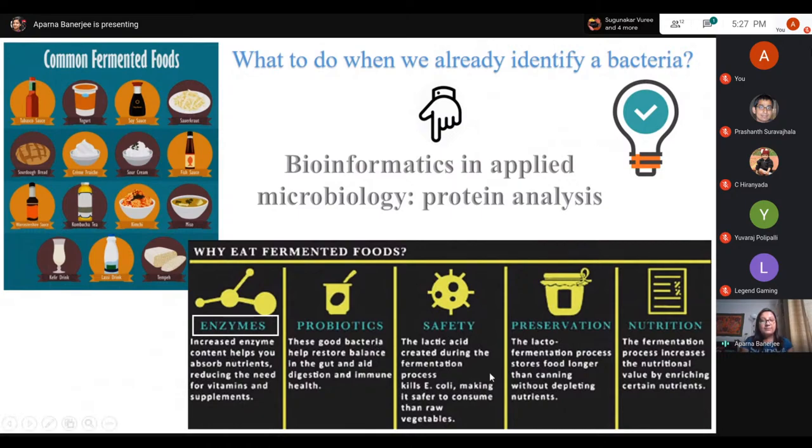There is a factor called safety. The lactic acid that is created during the fermentation process, because they are acid, kills the pathogenic E. coli, making us safer to consume than raw vegetables. So basically, because they are bacteria and they are killing the other bacteria, because they are producing one acid that is not dangerous for us but for the bacteria.